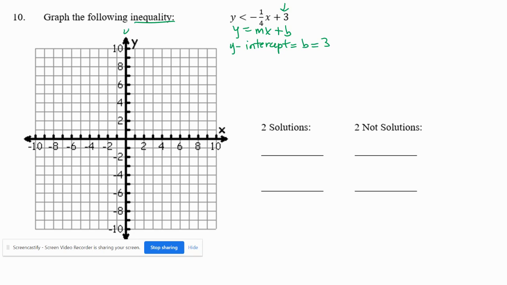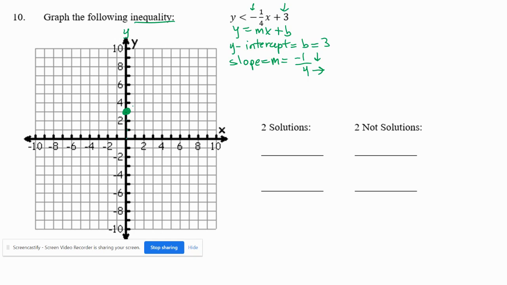So on the y-axis, positive 3, 0, 1, 2, 3 would be right here. Then you want to use your slope, which is the letter m. We have negative 1/4. You can toss that negative either to the top or to the bottom. I'm going to go ahead and toss it to the top, just a personal choice I'm making. The negative 1 in the numerator tells me to go down. The 4 in the denominator tells me to go to the right.